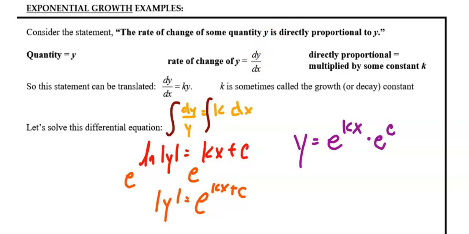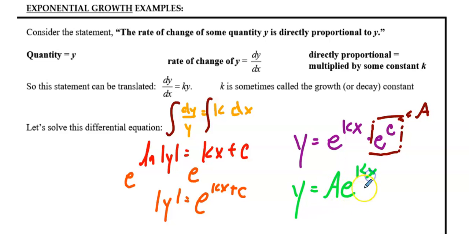And what I want to show you guys in this particular example is that this is still a constant, right? e raised to the c power is a constant. So we're going to call this constant big old capital A. And so what we can now do is rewrite this as y is equal to A e to the kx.